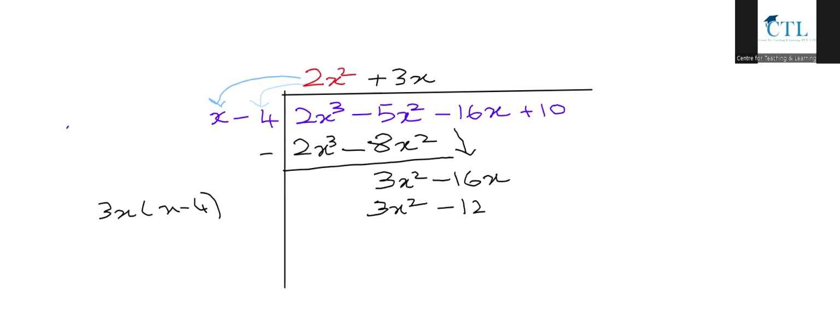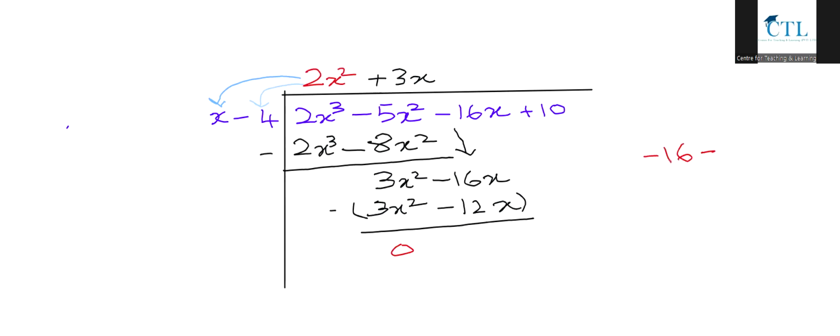Okay, time for the remainder. Subtract downwards. 3x squared minus 3x squared cancels off, so you can put 0 or ignore that. Then we got minus 16, subtract minus 12. So then we'll get a negative 4, minus 4x is the remainder. We are not done yet because we got one more term, the 10. So we bring it right down.